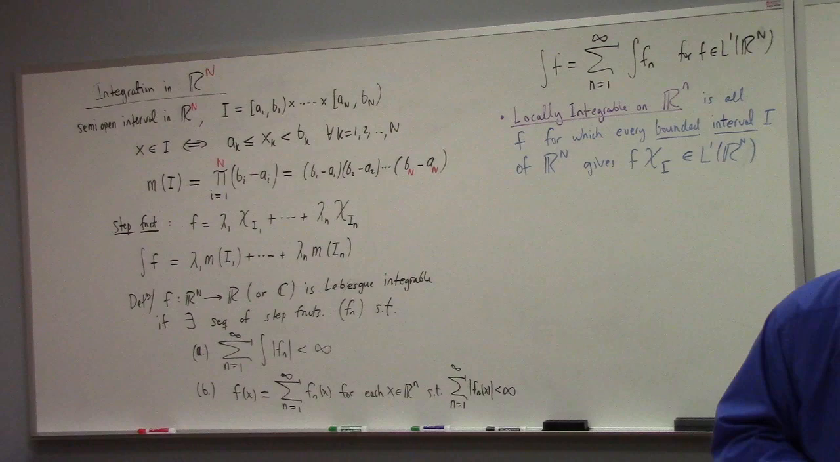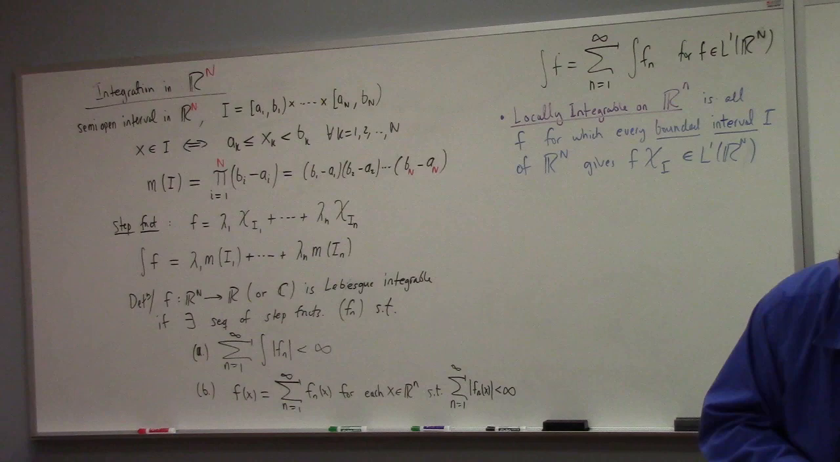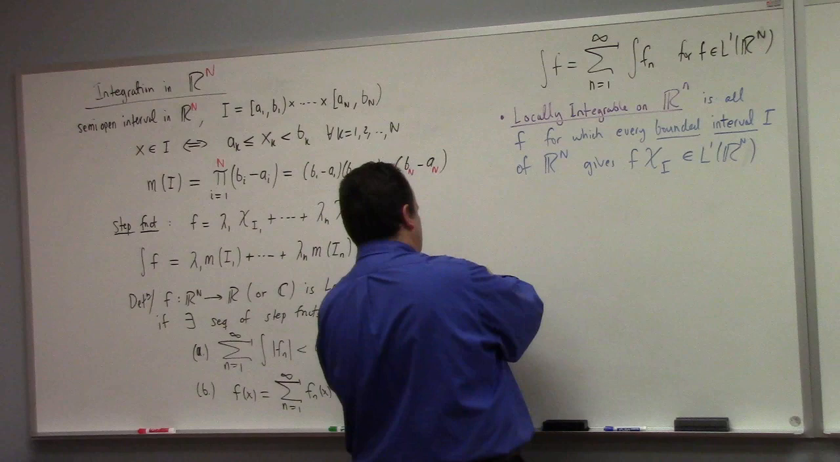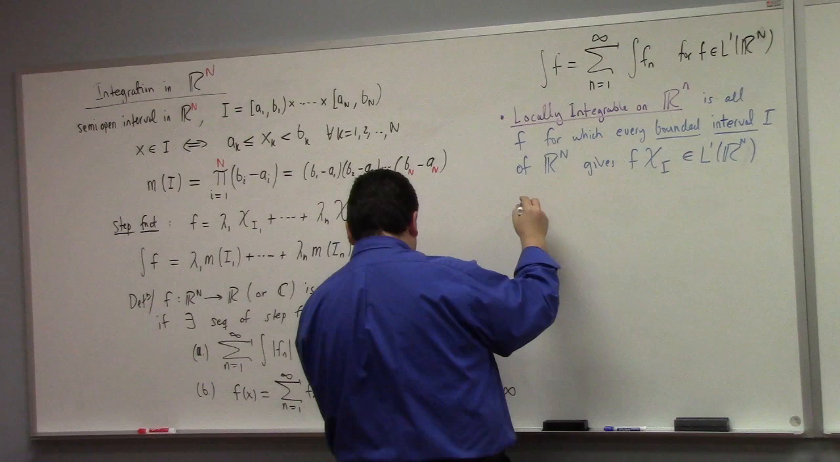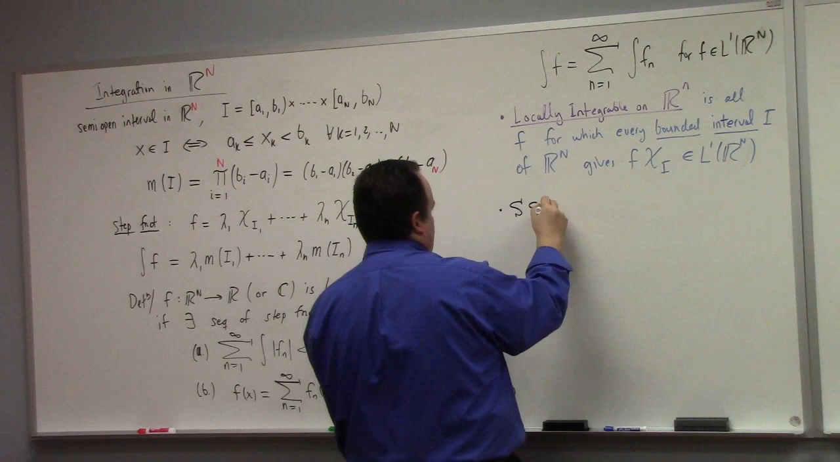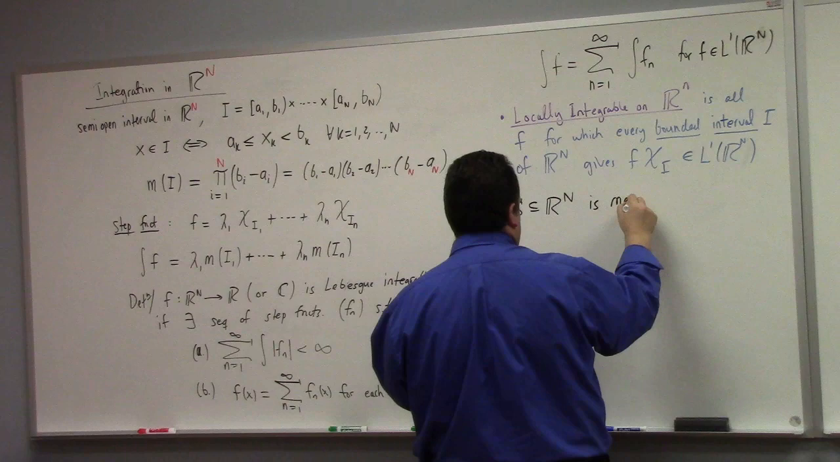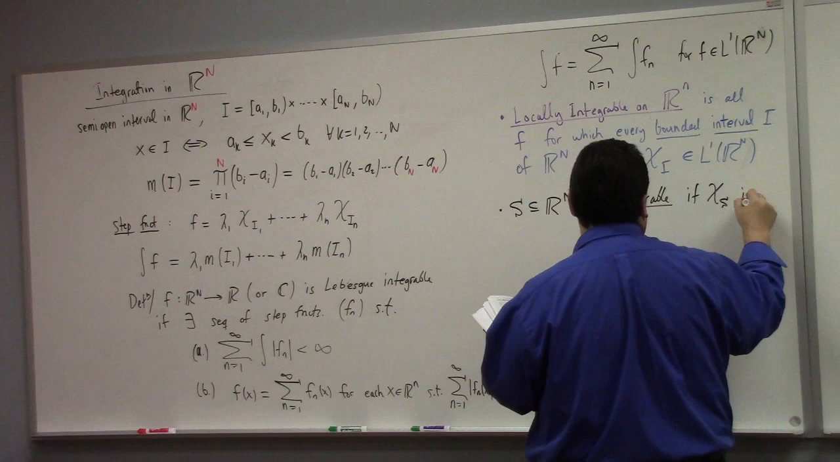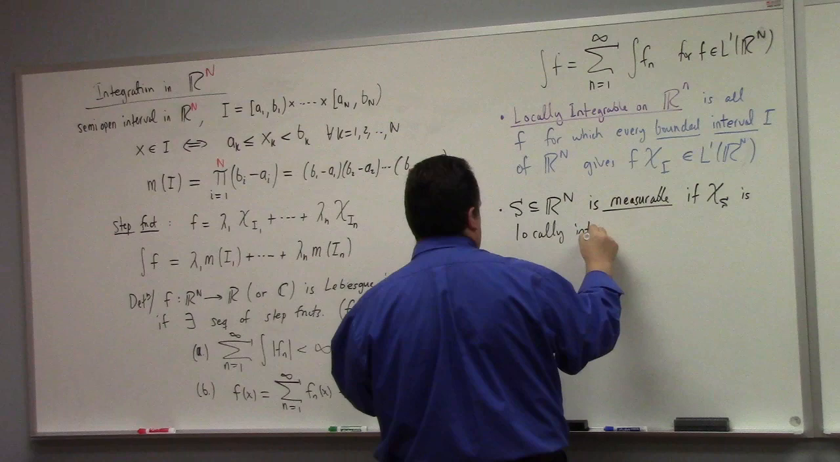And then he says, a Lebesgue measure on Rn can be defined. Let's see here, how does he say that? Let me write it down. Talk about measurable here for a second. A subset S of Rn is measurable if the characteristic function of S is locally integrable on Rn.